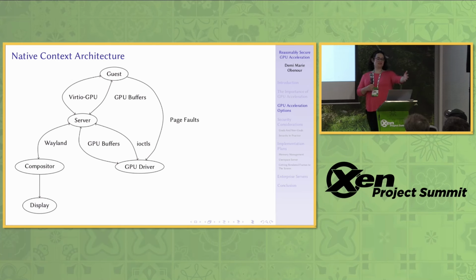This is the basic native context architecture. You've got the guest, which speaks VirtIO GPU protocol to the server, which then makes ioctls to the GPU driver. The driver then passes buffers to the server, which then passes them to the guest, and page faults in these buffers are handled by the driver. And that's what makes memory management for VirtIO GPU different than, say, a PV driver.